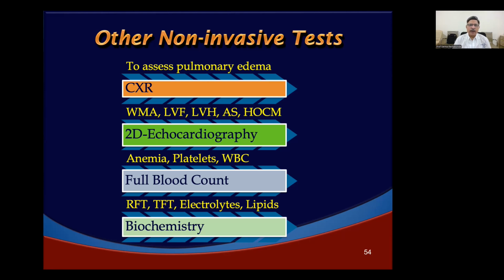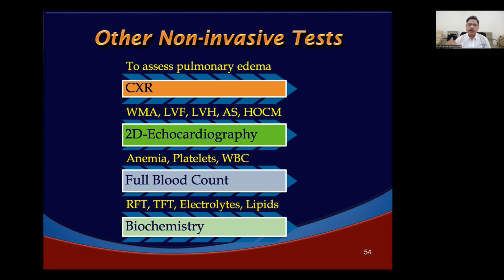Then anemia is poor prognosis. Low platelets, poor prognosis. High WBC, poor prognosis. You have to have anemia, platelets, and WBC. That means do a full CBC. Then renal function, thyroid function, electrolytes, and lipids also to assess the other risk factors. Of course, evaluation for diabetes goes without saying.